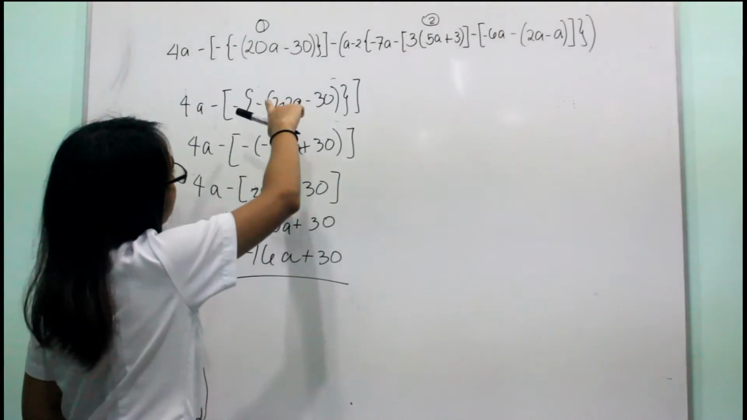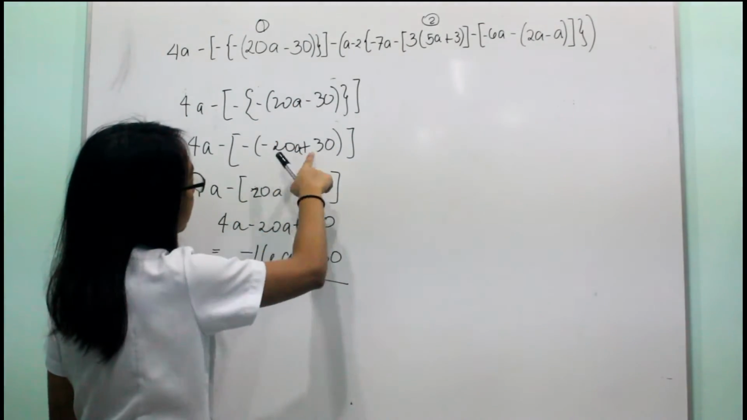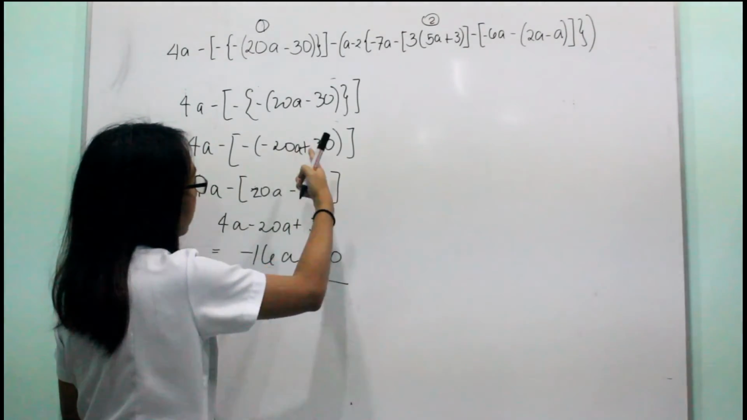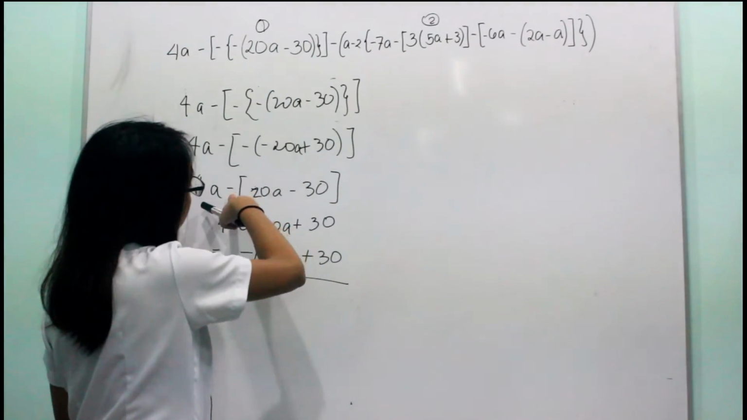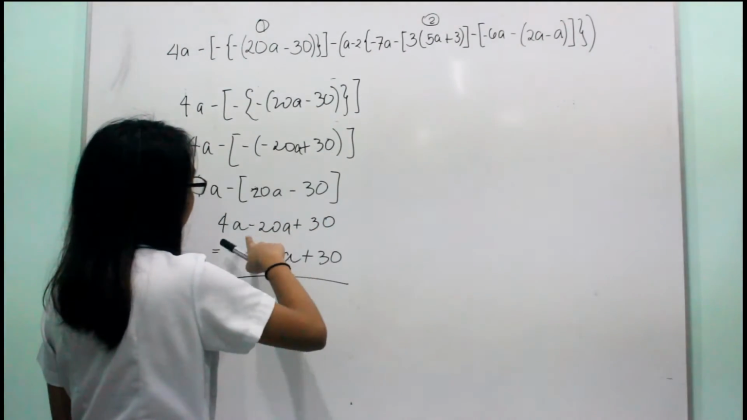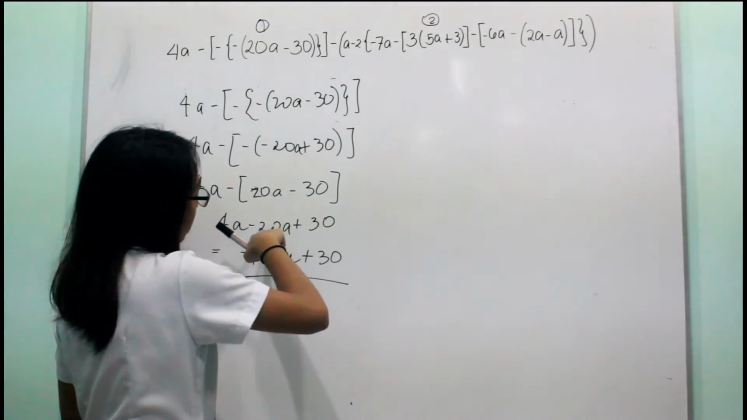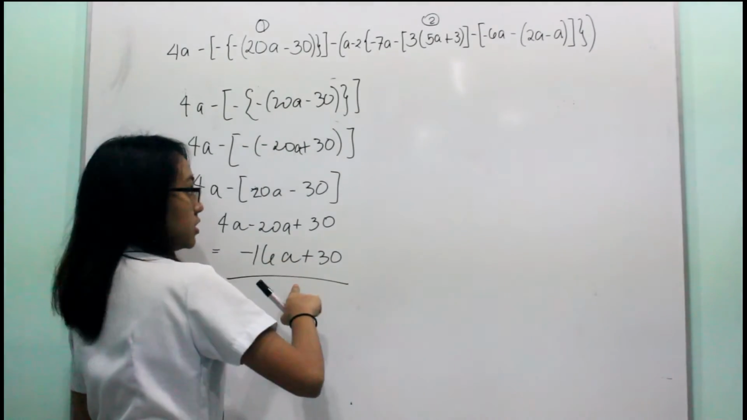As you see, I distributed negative to 20a minus 30, so it became negative 20a plus 30. Then I distributed again the negative sign to negative 20a plus 30, so it became 20a minus 30. Then I distributed again the negative sign to 20a minus 30, so it became negative 20a plus 30. Similar terms, so I subtracted negative 20a to positive 4a, so it became negative 16a plus 30.